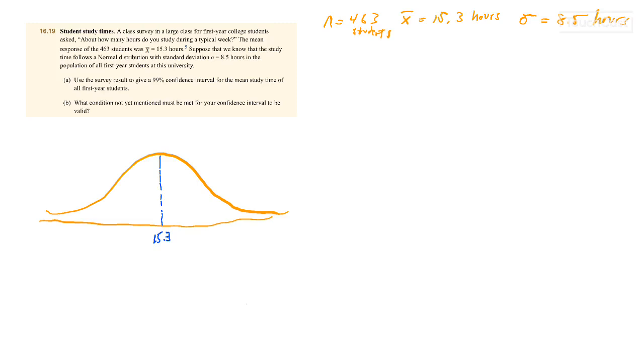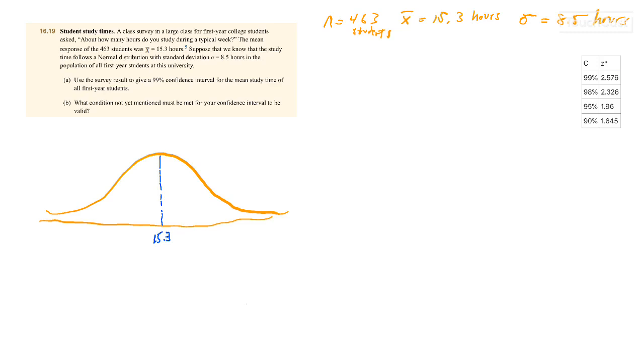So now let's move on to the questions. It says use the survey result to give a 99% confidence interval for the mean study time of all first-year students. So in order to answer part A of this question, we need to know what the z-score is for these confidence intervals. And then we want to apply that z-score to our calculation.